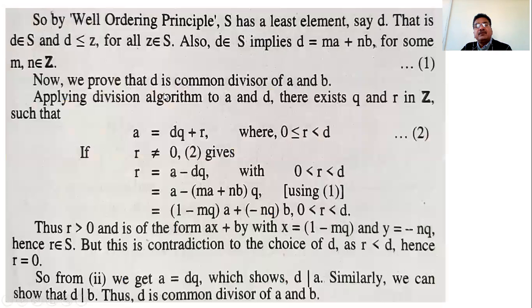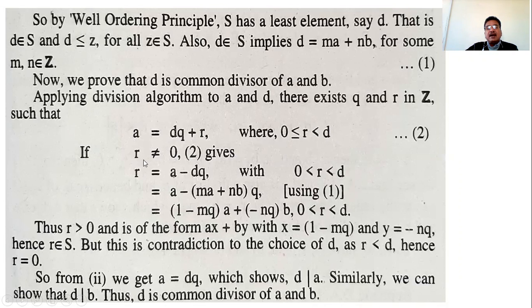So now we will show that D is a common divisor of A and B, by applying the division algorithm to A and D, because A and D are two integers. Divide A by D, and we have some quotient and some remainder. So applying the division algorithm to A and D, there exist integers Q and R in Z such that A is equal to dQ plus R, where Q is the quotient and R is the remainder, and obviously this remainder is strictly less than the divisor D and greater than or equal to 0. This is by using the division algorithm.